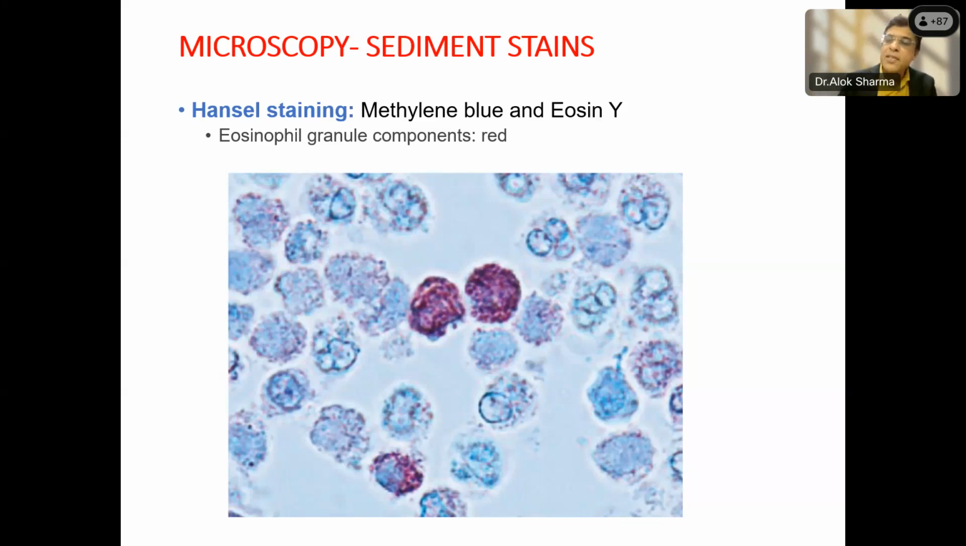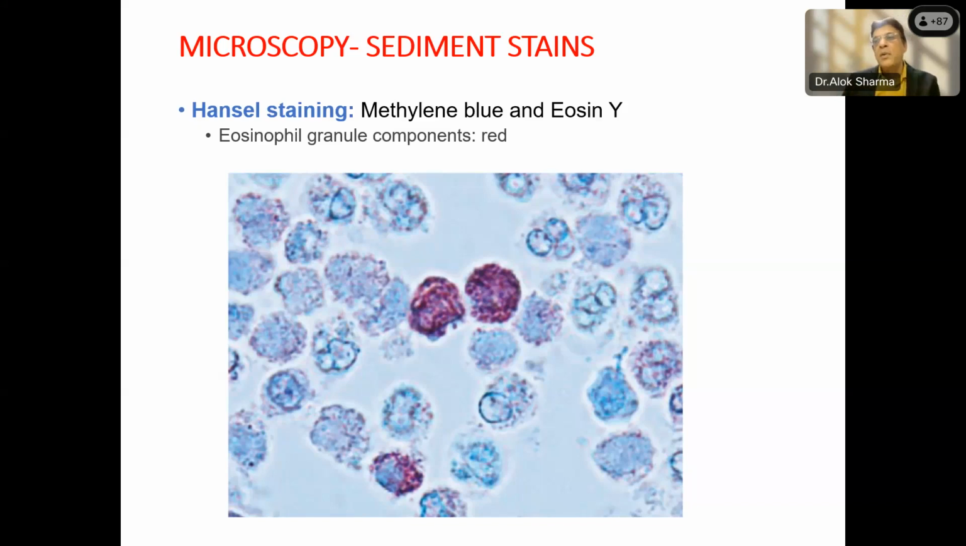Atheroembolic renal disease is accompanied by a significant eosinophilia, because it's kind of an allergic response. A lot of eosinophils escape into the urine. That's the idea of doing a Hansel stain. The Hansel stain is a combination of methylene blue and eosin, and the eosinophil granules stain beautifully red with this. So very easily you can pick up the eosinophil granules.